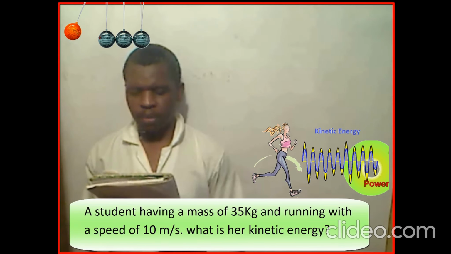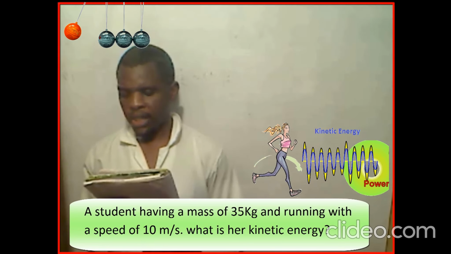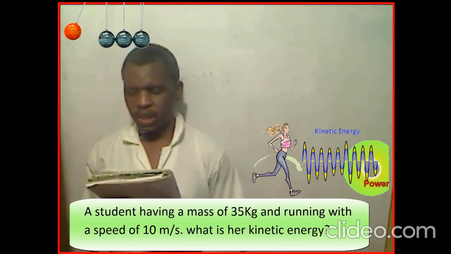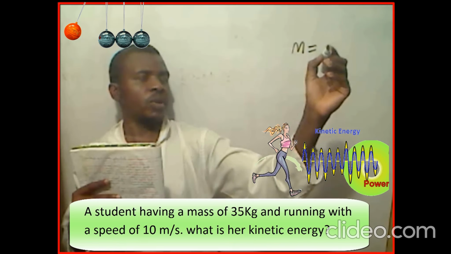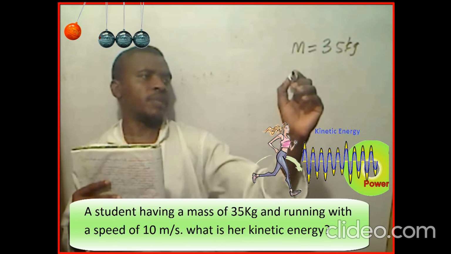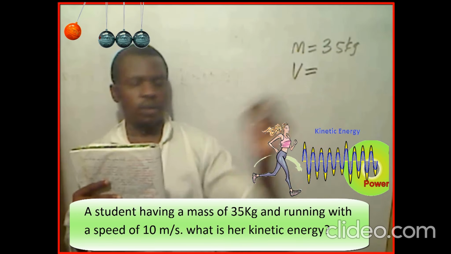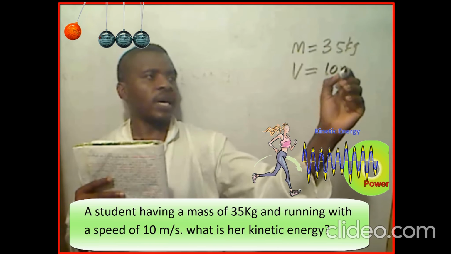A student having a mass of 35 kilograms and running with a speed of 10 meters per second. What is her kinetic energy? Mass, which we abbreviate as M, is equal to 35 kilograms. The speed, which we abbreviate as V, is equal to 10 meters per second.